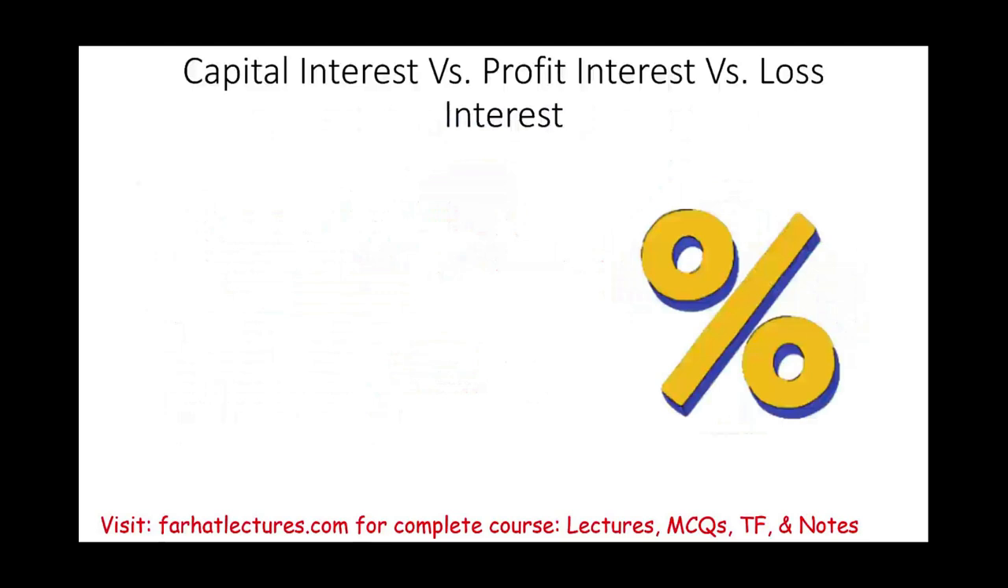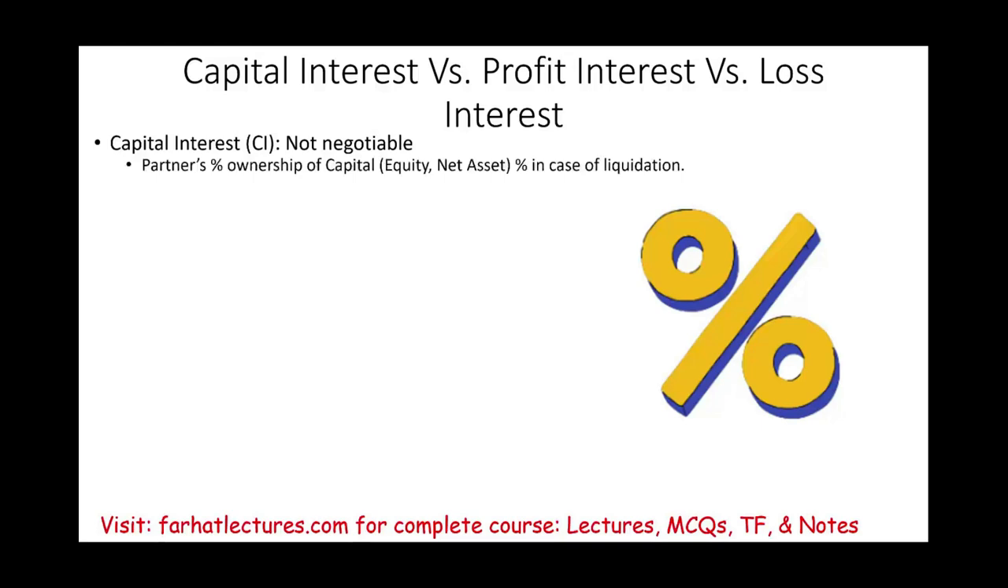Now, we have to be familiar with capital interest, profit interest, and loss interest for partners. Starting with capital interest, usually the capital interest is not negotiable. It's what you get for what you own in the company, what you get for transferring assets. It's the partnership percentage ownership of capital, which is the ownership of equity or net assets of the company. This is what you get also in case of liquidation.